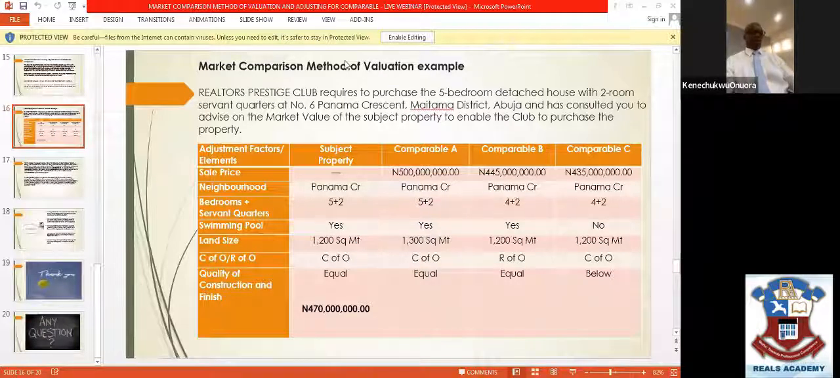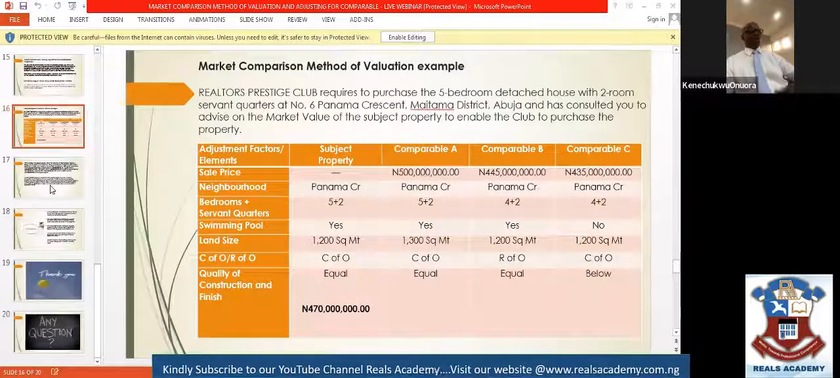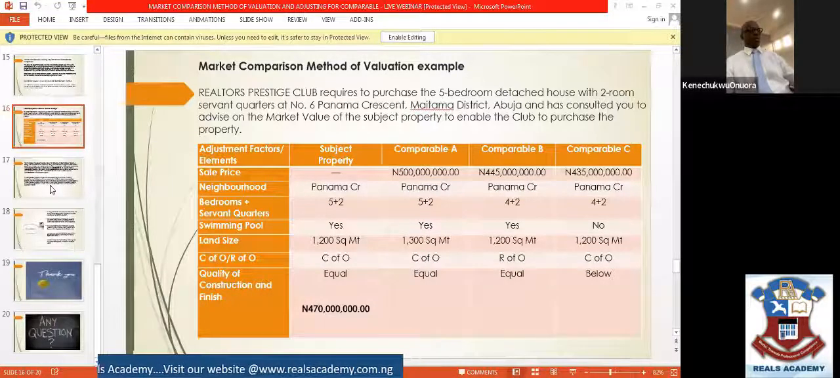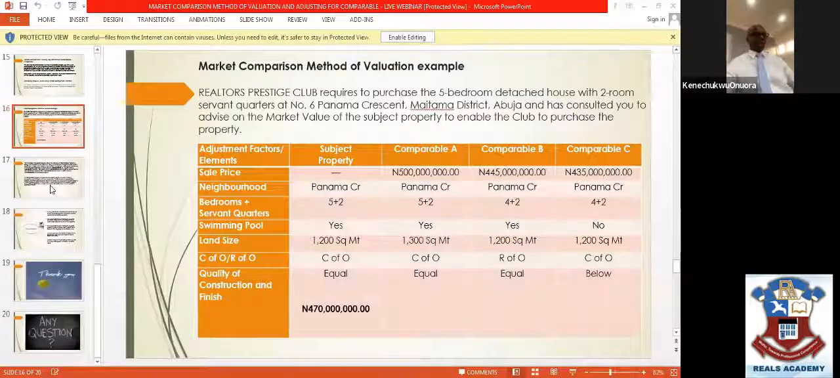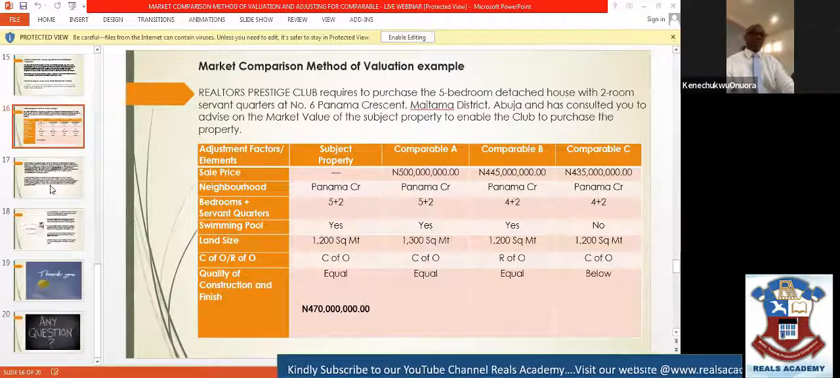Now, what we have done here is to adjust for these elements. There could be so many elements, just like I've listed. I'm sure if you check the ones we have talked about, we have over 10, 15 elements. So you need to pick out one of these elements. But I simplified this so we won't be in a classroom taking them one after the other. So what we have done here is this.